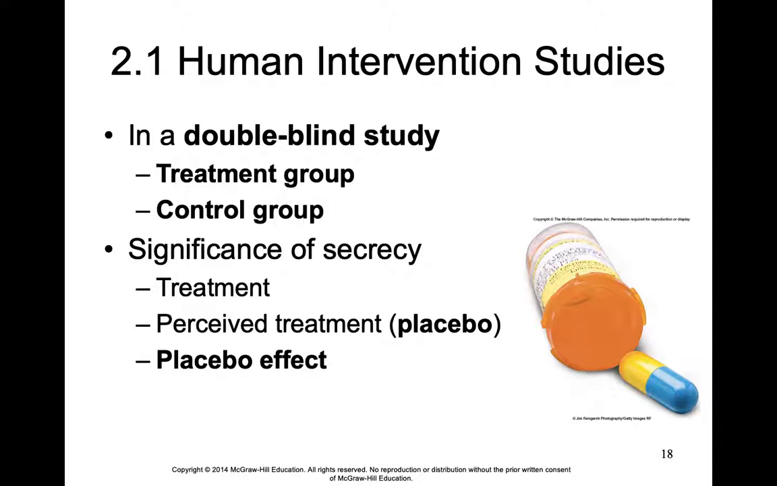But in this case, neither the treatment group or the control group knows which is which. So the researchers don't know which subjects are in the treatment or control groups, and the subjects don't know whether they are in the treatment or control group. And that's really important, because that secrecy allows us to provide a treatment without the placebo effect, and it also helps us to eliminate some researcher bias.